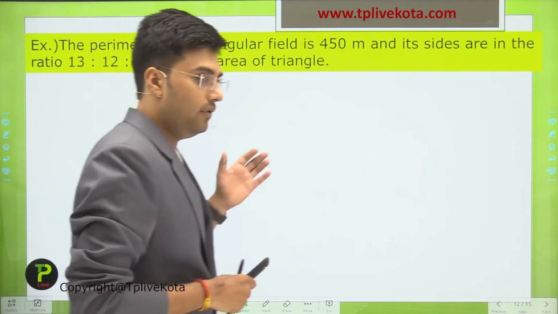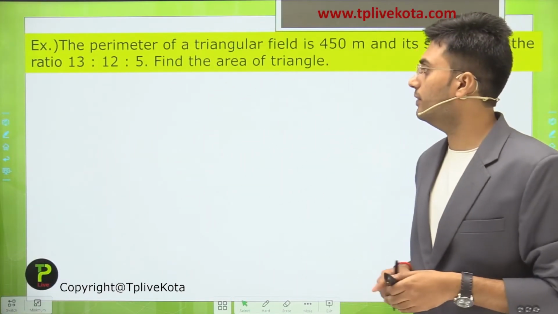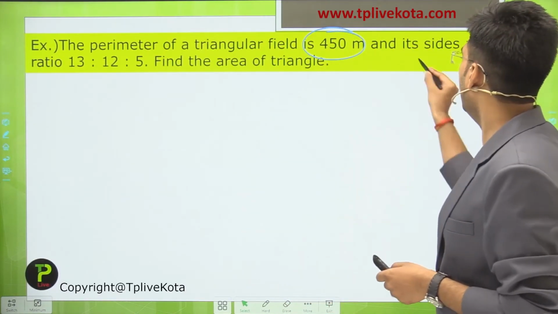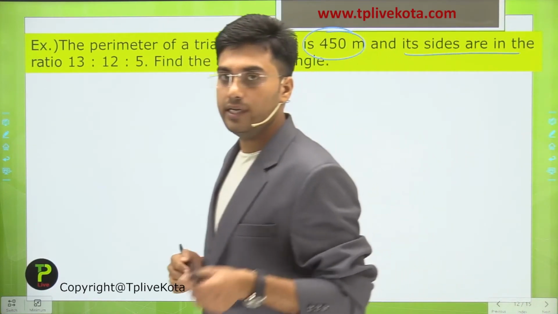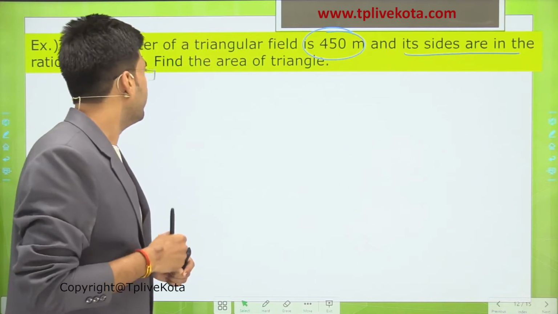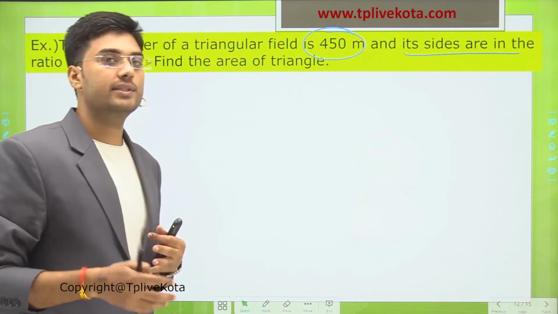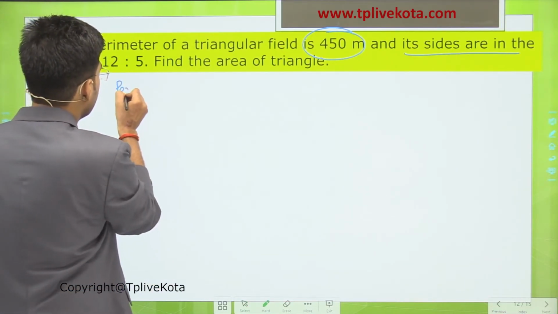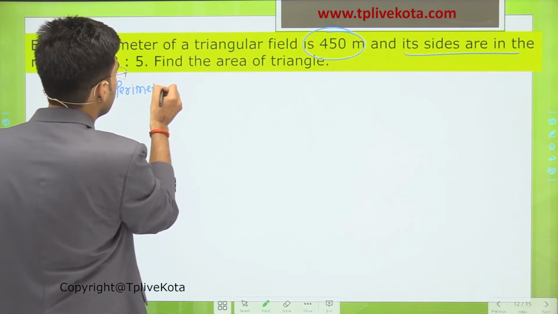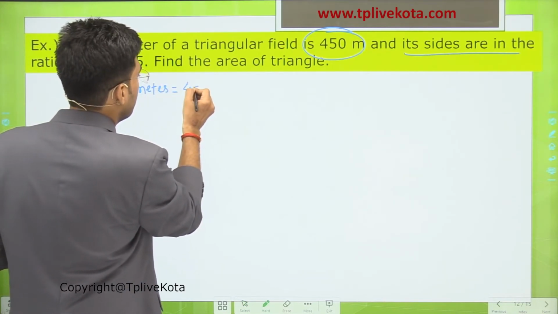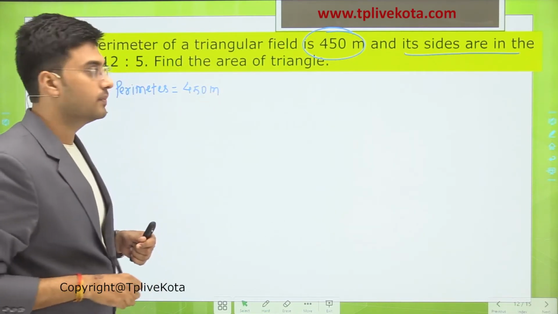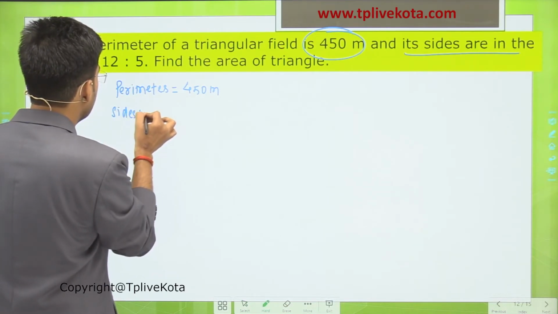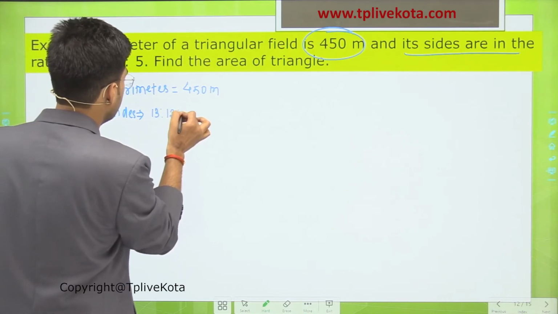Clear? Now after this question let's move to the next question. Here we have the perimeter of a triangular field, that is 450 meter, and its sides are in the ratio 13 : 12 : 5. Find the area of this triangular field, or we can say find the area of the triangle. Okay, so first of all it is given that the perimeter is equal to 450 meter. Clear? And it is given that the sides are in the ratio 13 : 12 : 5.